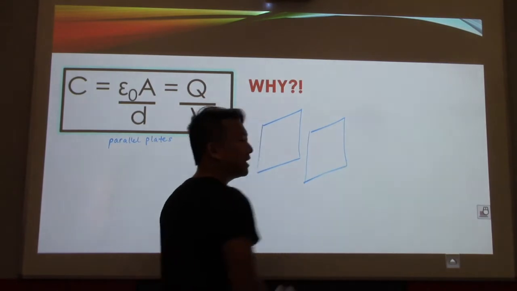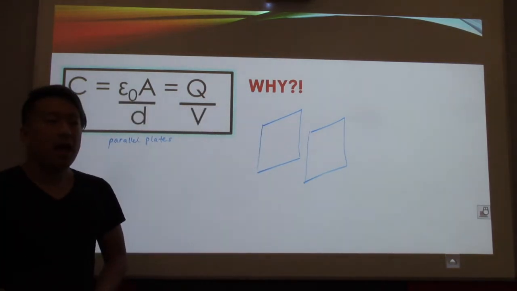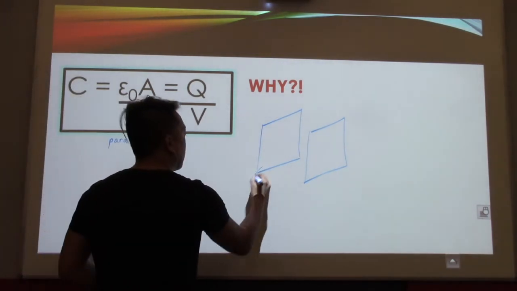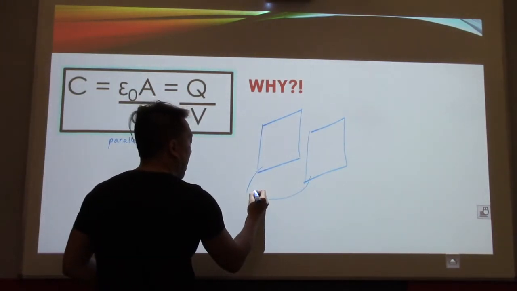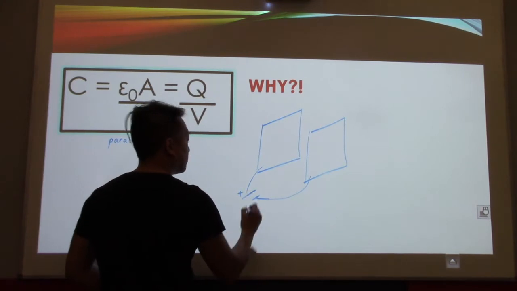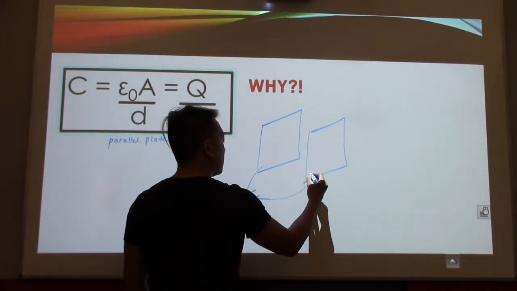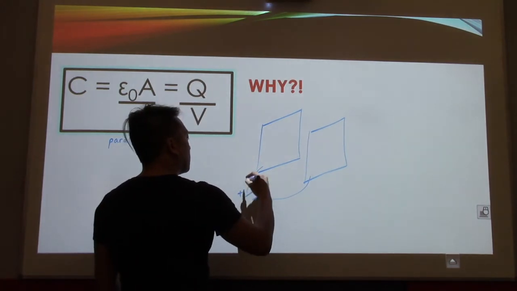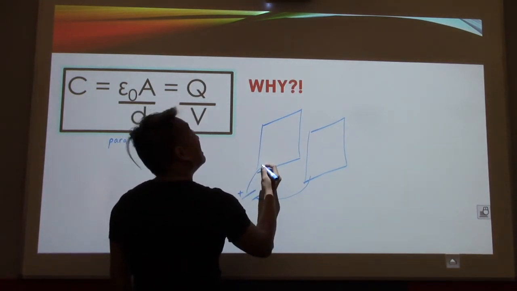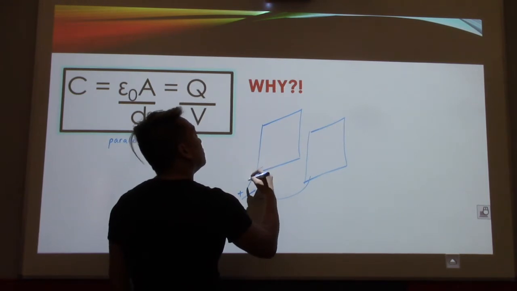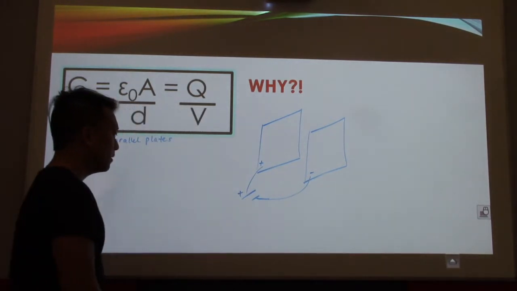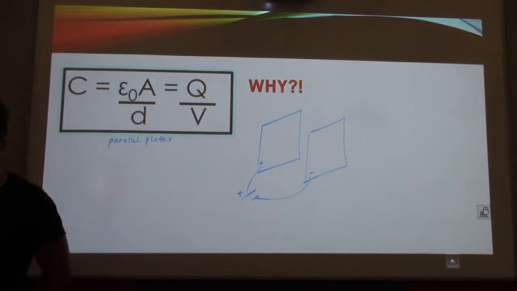This is the image I want you guys to draw in your notebooks. It's going to be two rectangular plates, and they're connected to some battery. If this is the positive terminal, it's going to make this one positive, and this one negative. Yeah, is that correct? Should make that one, yeah. All right.